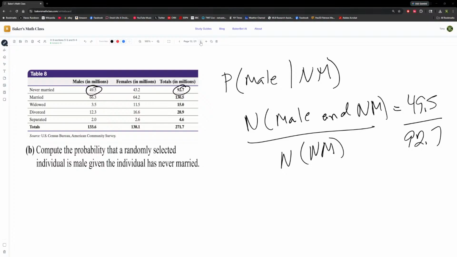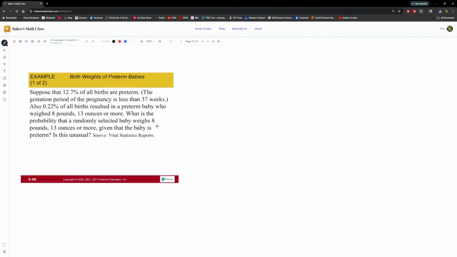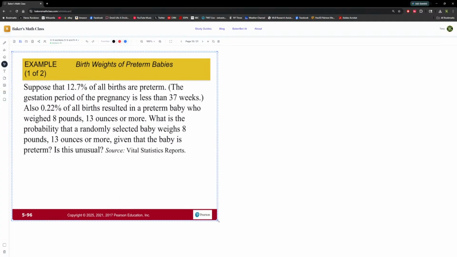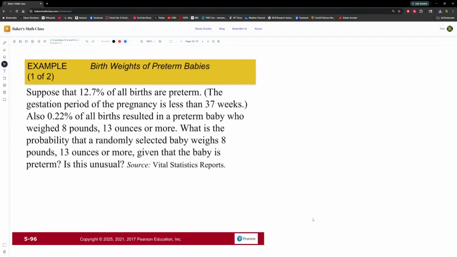All right, let's look at another problem. It's a little bigger. So suppose 12.7% of all births are preterm. Gestation period of pregnancy is less than 37 weeks. Also, 0.22% of all births resulted in a preterm baby who weighed 8 pounds, 13 ounces or more. What is the probability that a randomly selected baby weighs 8 pounds, 13 ounces or more, given the baby is preterm?